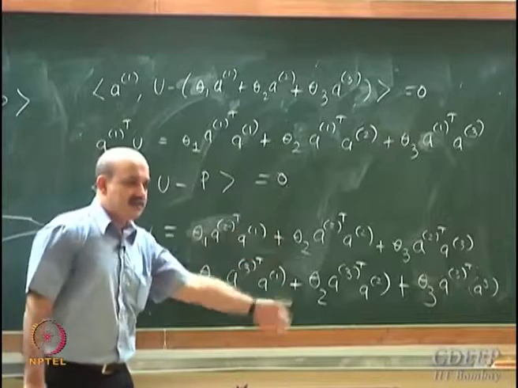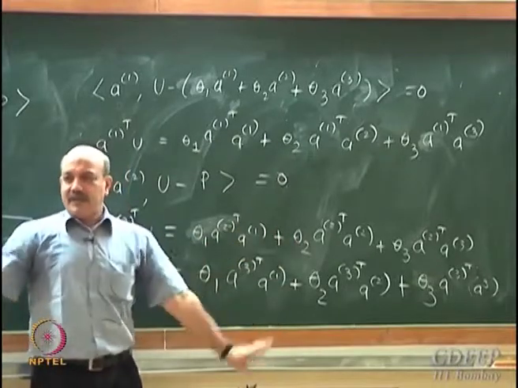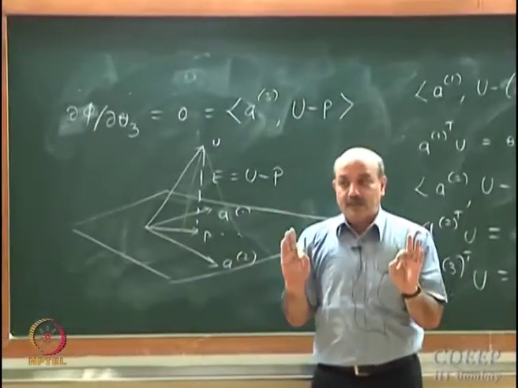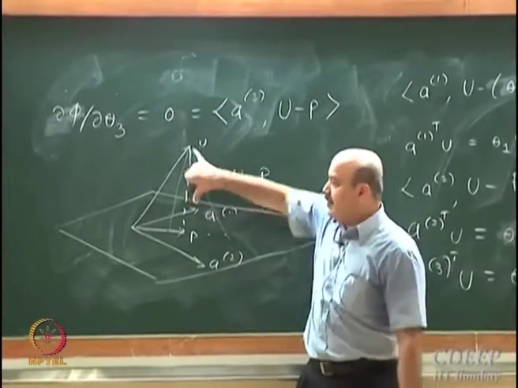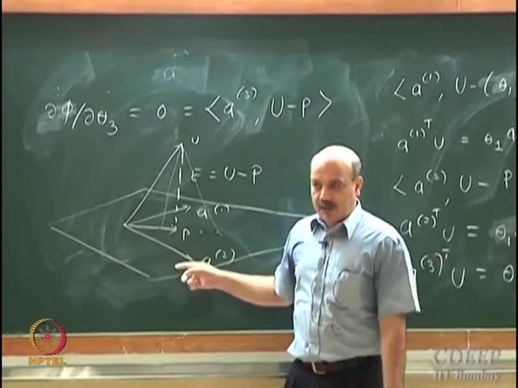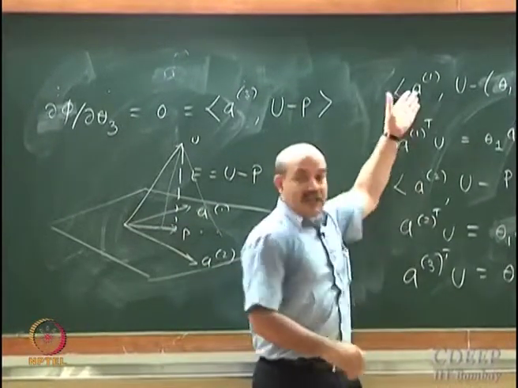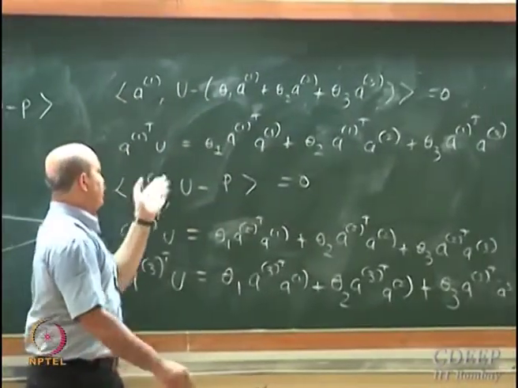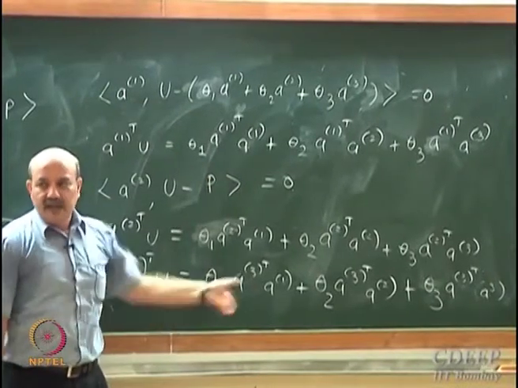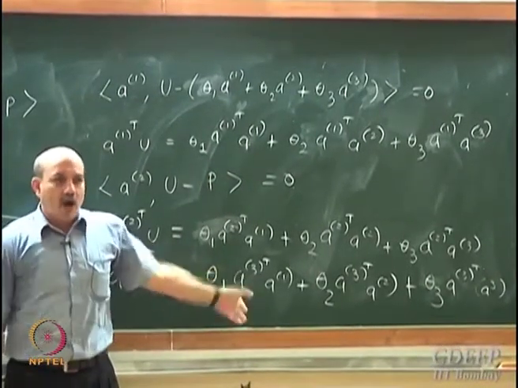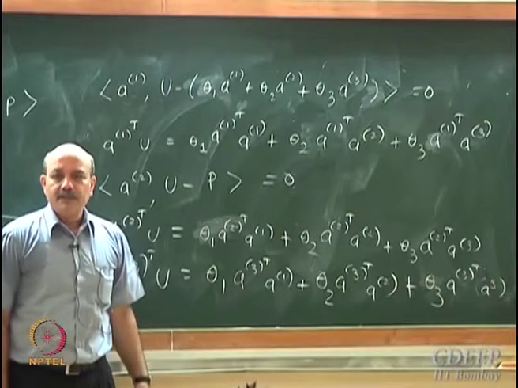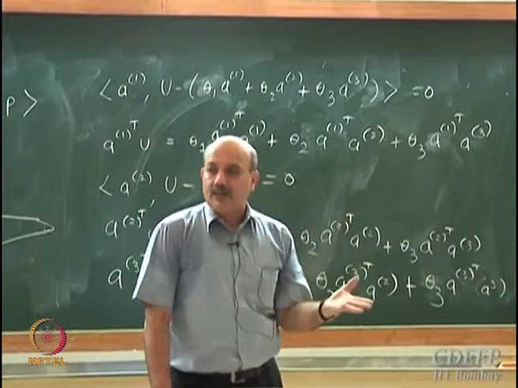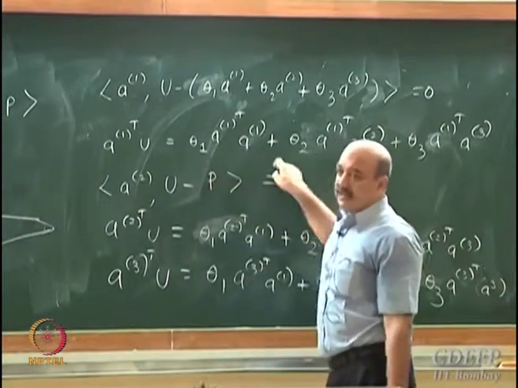Is everyone with me on this? I have just rewritten those equations. I started with the geometric idea, saying that what we have done is nothing but projections. This error vector is perpendicular to A1, error vector is perpendicular to A2, and in this case error vector is perpendicular to A3. These are the equations which I have written. How many equations and how many unknowns? 3 equations and 3 unknowns. What are the 3 unknowns? Theta 1, theta 2, theta 3.